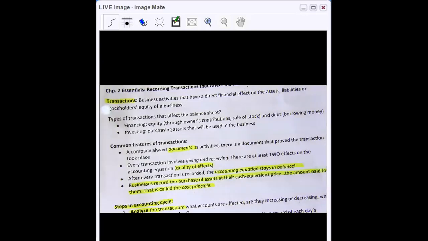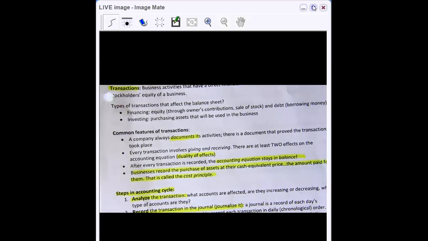Okay, so what we did on Friday. Let me just maximize my screen here. This was the document we used in Friday's class, Chapter 2 Essentials. What we talked about on Friday was just maybe the first 2/3 of the page there. Let me zoom out just a little bit. We're going to be looking in this chapter at transactions that affect the balance sheet. We learned how to do the balance sheet and income statement and statement of retained earnings. Now we're going to learn how to get the information into those statements.